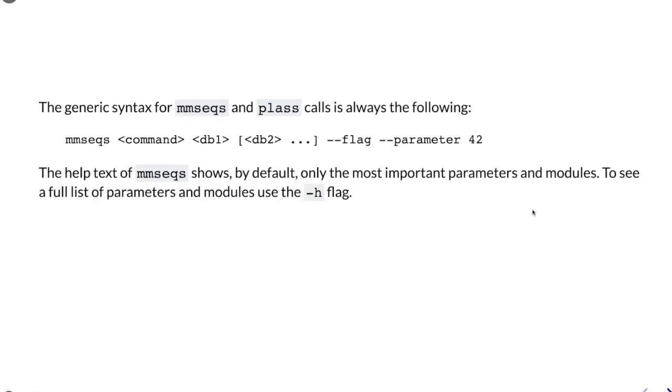And now we'll guide you a bit through MMseqs. So MMseqs has a syntax that is a bit similar to Git. Maybe if you have worked with Git before, you have your MMseqs binary, and MMseqs comes with commands. Normally you call a command, and then it defines input databases and output databases, and then you can have your flags afterwards.